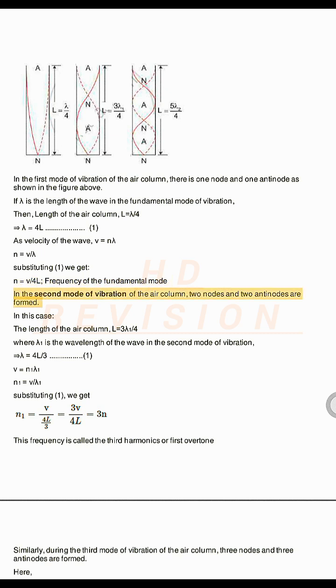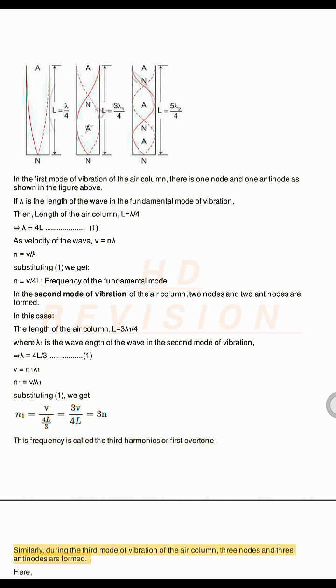In the second mode of vibration of the air column, two nodes and two antinodes are formed. In this case, the length of the air column L = 3λ1/4, where λ1 is the wavelength of the wave in the second mode of vibration. ⇒ λ1 = 4L/3 ... (1). v = n1λ1, so n1 = v/λ1. Substituting (1), we get n1 = 3v/4L. This frequency is called the third harmonic or first overtone.